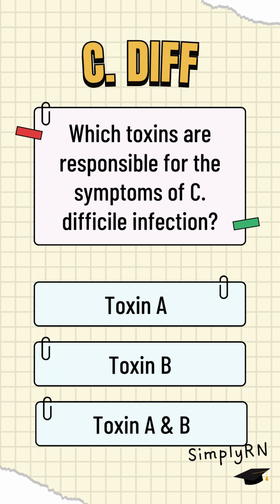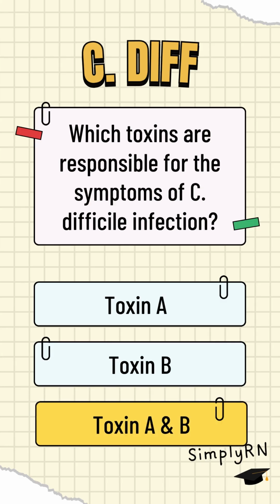Which toxins are responsible for the symptoms of C. difficile infection? Toxin A and toxin B. These toxins are released by C. difficile. They damage the intestinal mucosa and trigger inflammation and diarrhea.